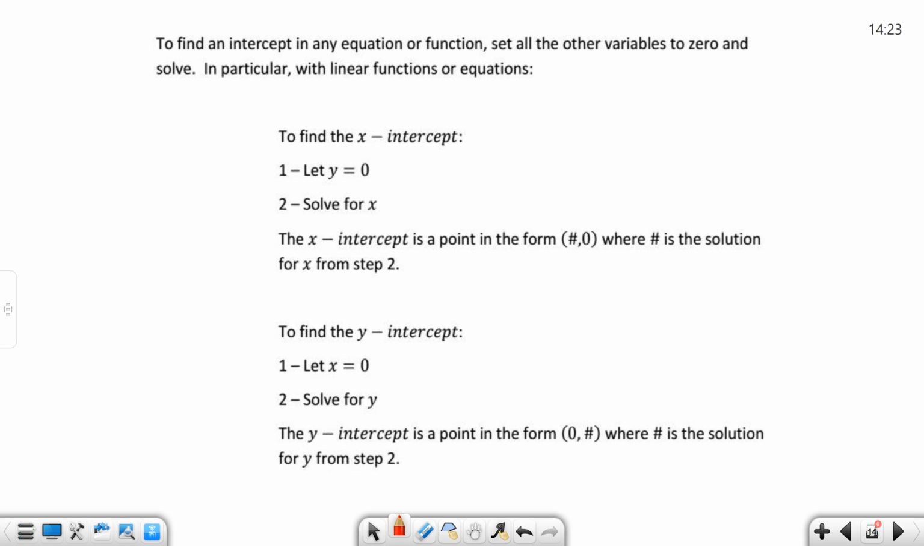The Y-intercept is the same thing. Let X equal 0, solve for Y, and then the Y-intercept is the point 0 comma whatever number you find when you solve for Y. All right.